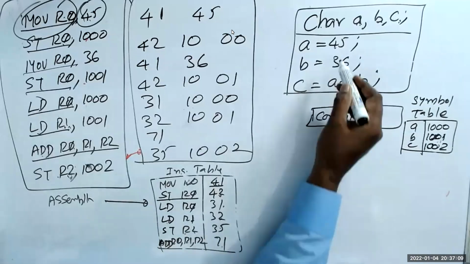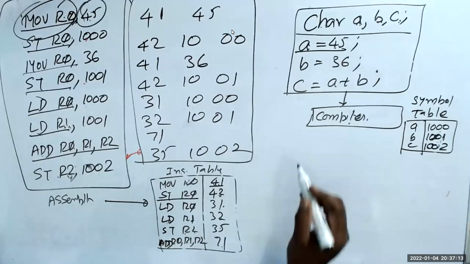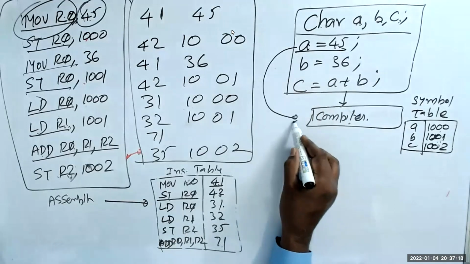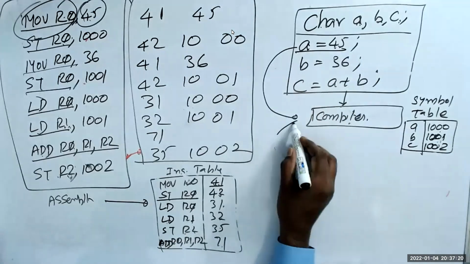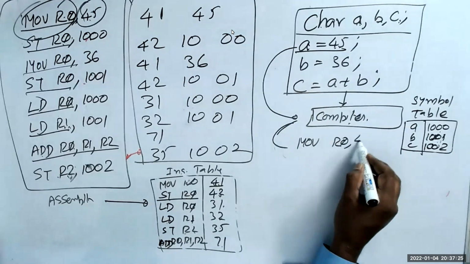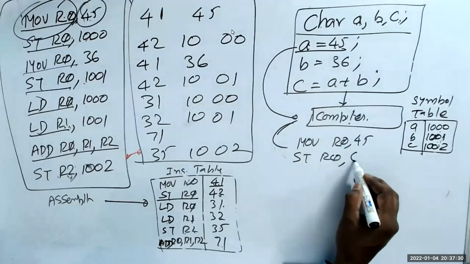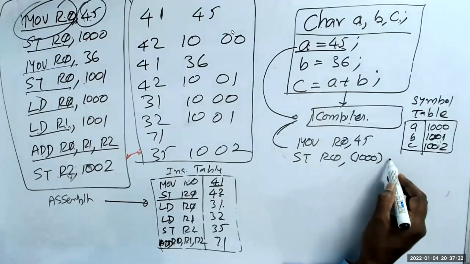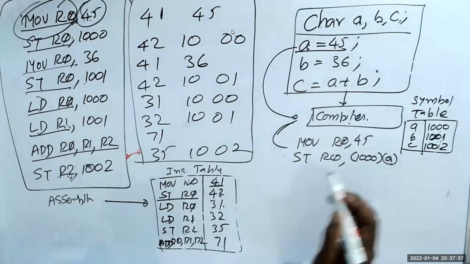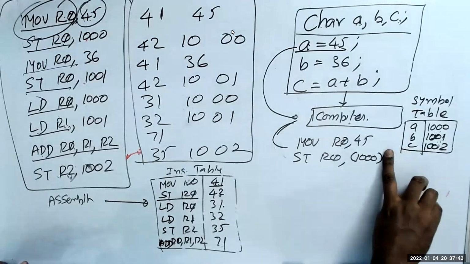Then it takes the second line. A equal to, A is what? 1000. That means the compiler takes the second line and converts it to move R0, 45, then store R0, 1000. That is nothing but A. Am I right? That is A. You know that. So 1000 is A.